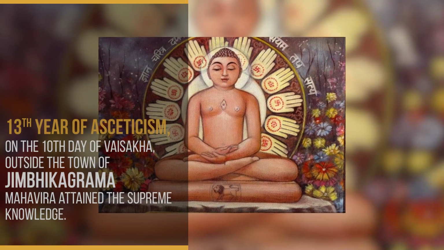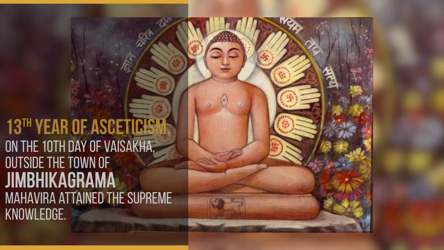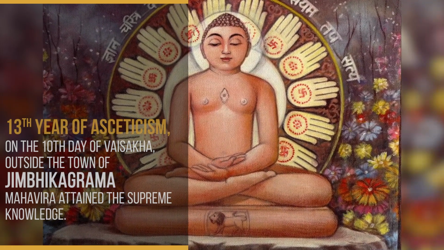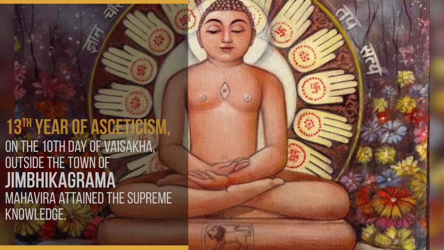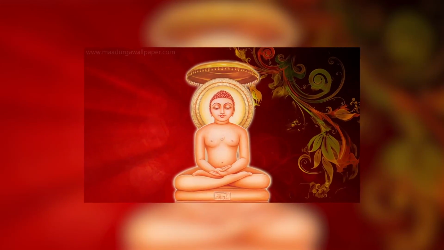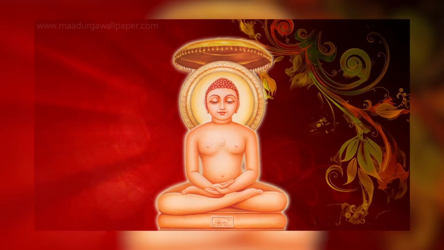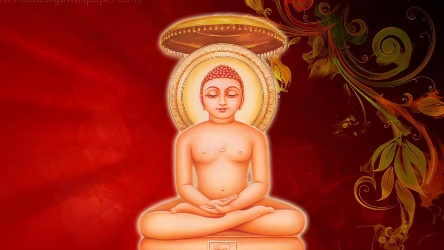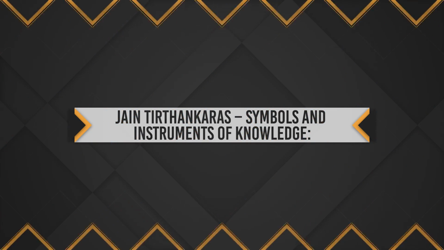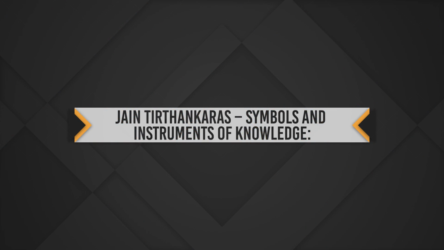In the 13th year of asceticism, on the 10th day of Vaishakha, outside the town of Jimbhikagrama, Mahavira attained the supreme knowledge. Ever since then, he was called Jaina or Jitendriya, which means one who conquered his senses, and Mahavira, which means brave.